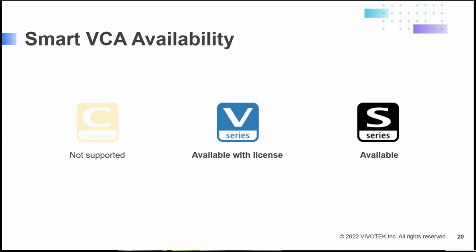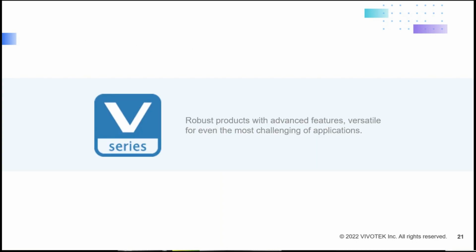So Smart VCA is not available on the C series. For the V series, you can enable that with a separate VCA license. And for the S series, it's available on board. We'll move on to the V series.